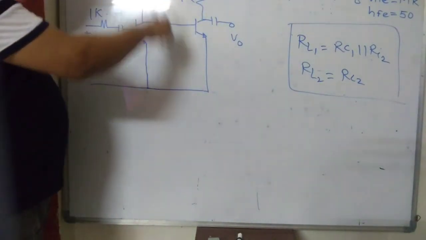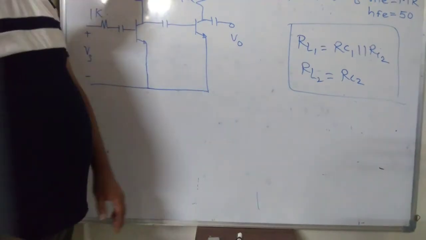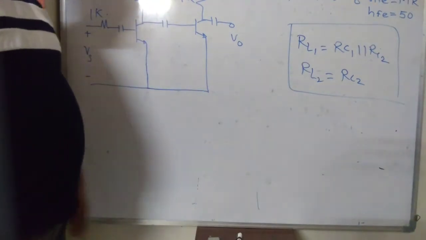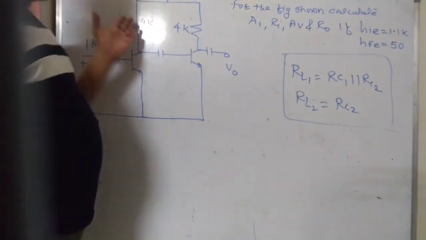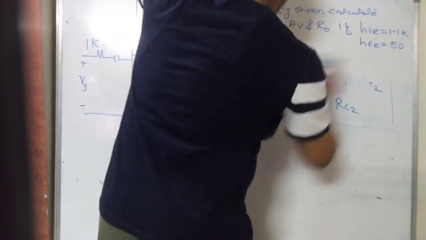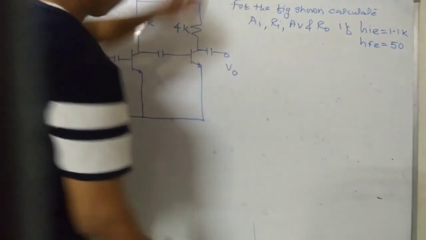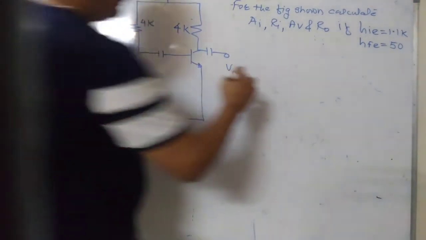So first of all, you have to draw the AC circuit and then use formula number 1 to 12. Right? So I am drawing the AC circuit, I will explain it. Now for this figure, we have to draw the AC circuit and calculate this. Capacitors shorted and VCC grounded.